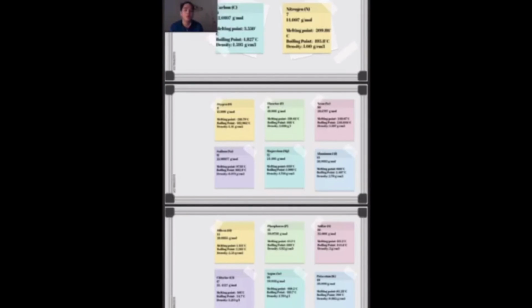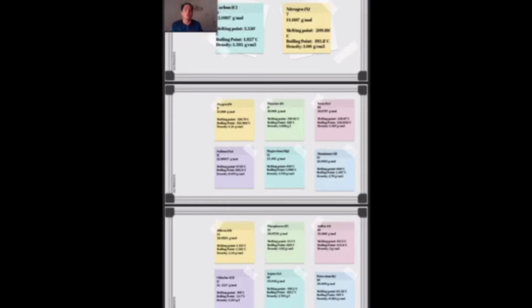34.305 grams per mole, melting point 650 degrees Celsius, boiling point 1,090 degrees Celsius, density 1.738 grams per cm3. Aluminium, atomic number 13, atomic mass 26.9815 grams per mole, melting point 660 degrees Celsius, boiling point 2467 degrees Celsius, density 2.70 grams per cm3.